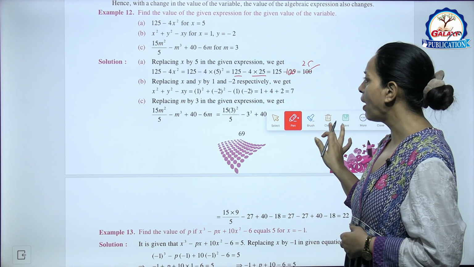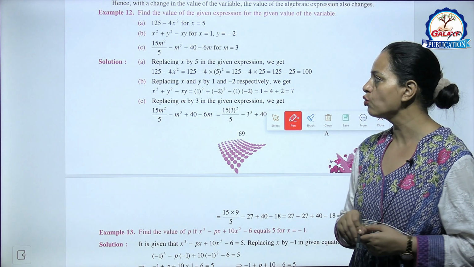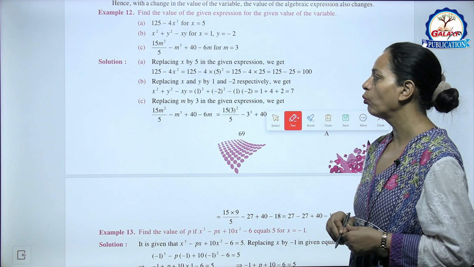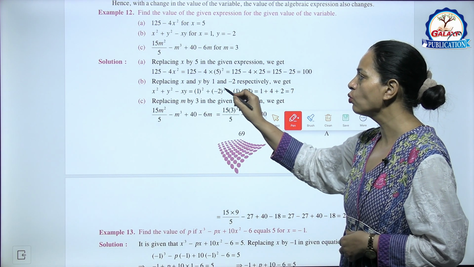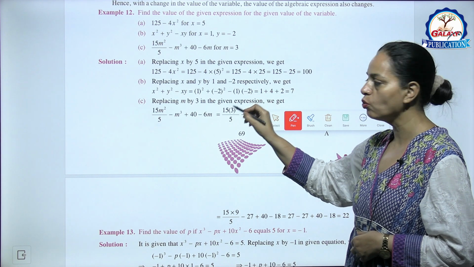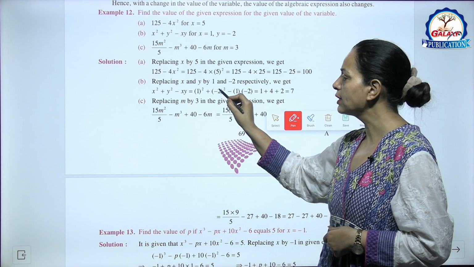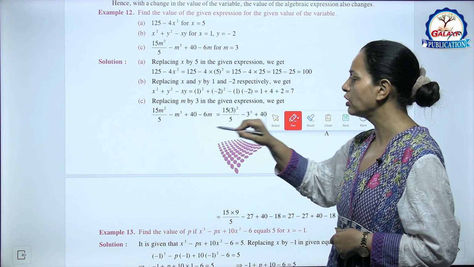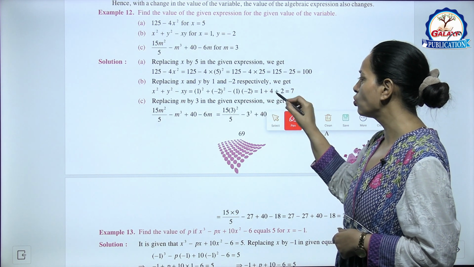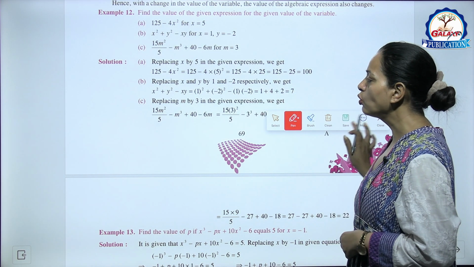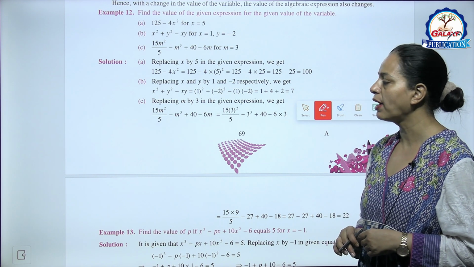Okay. Now B part, x square plus y square minus xy for x equal to 1 and y equal to minus 2. So we will put x as 1 and y as minus 2. So what will you get? 1 square plus minus 2 square minus 1 into minus 2. So 1 square is 1, plus 4, minus minus, plus 2. So the answer is 7.